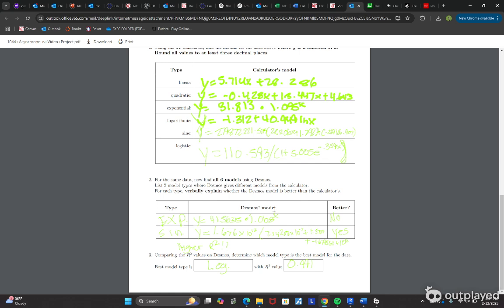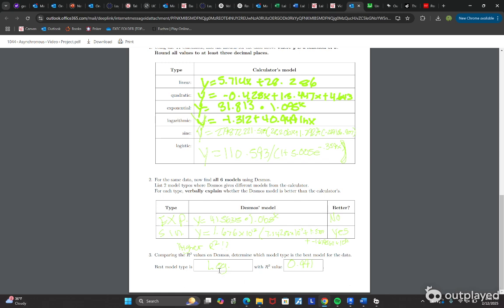Obviously, the exponential did not have a better R squared on the Desmos. The calculator is probably a better model for that. And then the sine graph, I did find that it had a higher R squared value. So I went ahead and picked the Desmos model as the better model there.